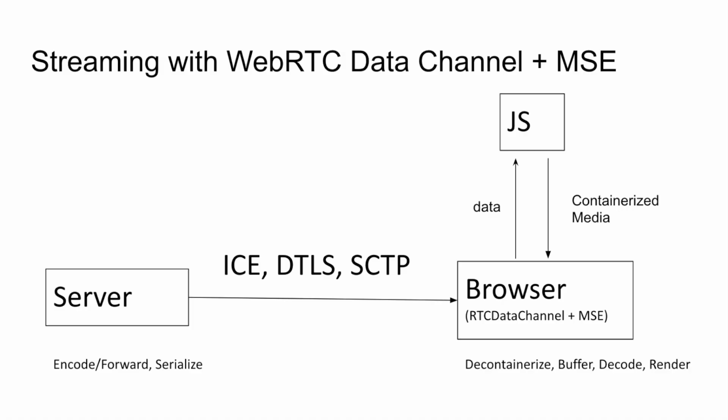So what some people have chosen to do, which you can do with one-way live streaming but not two-way RTC, is use the data channel of WebRTC, which uses ICE, DTLS, and SCTP, but then use media source extensions for the decode and render. This gives them more flexibility because the media side is separate from the transport or data channel side, and so they can control more of the media flow on the client side.